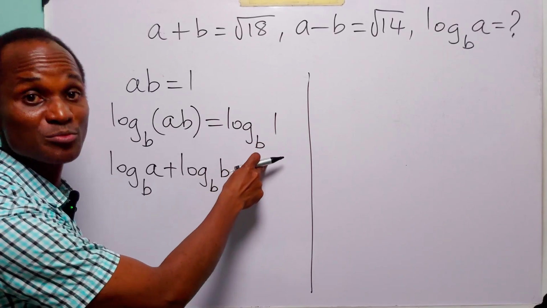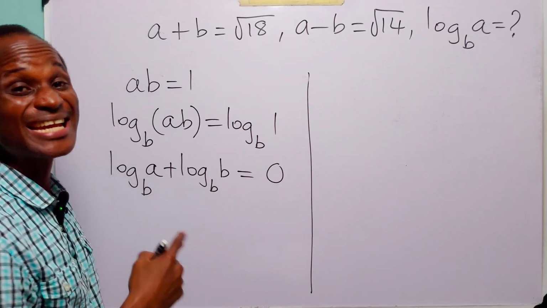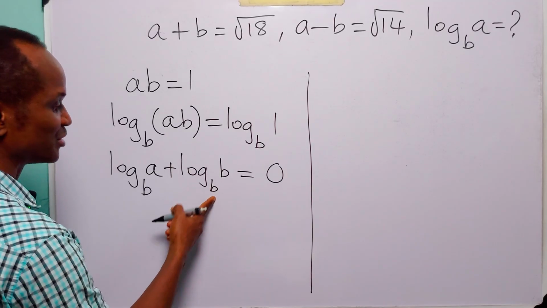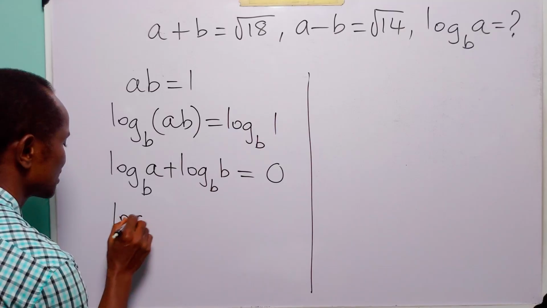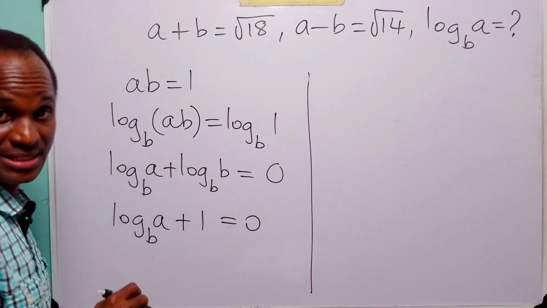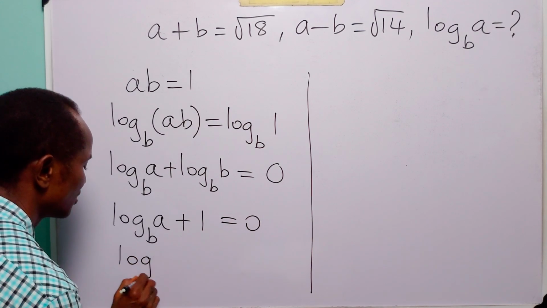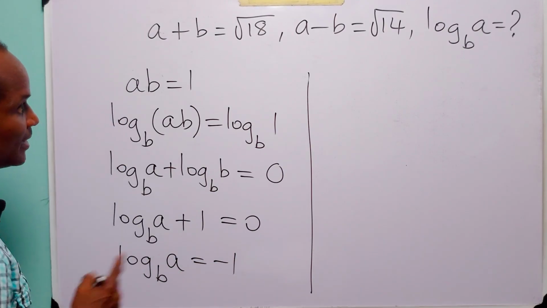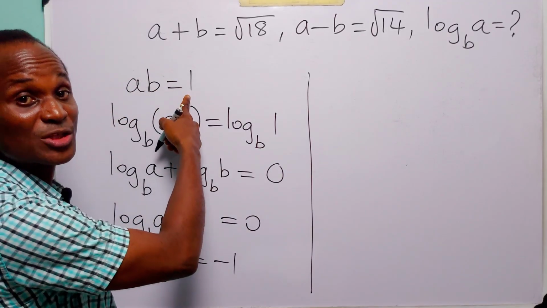And then remember that log to base b of 1 is equal to 0. Log to any base of 1 is equal to 0. And also log to base b of b is equal to 1. So this equation becomes log to base b of a plus 1 is equal to 0. And subtracting 1 from both sides of this equation, we have that log to base b of a is equal to minus 1.